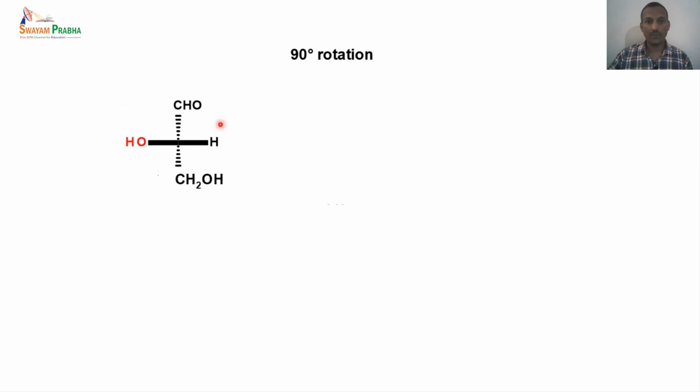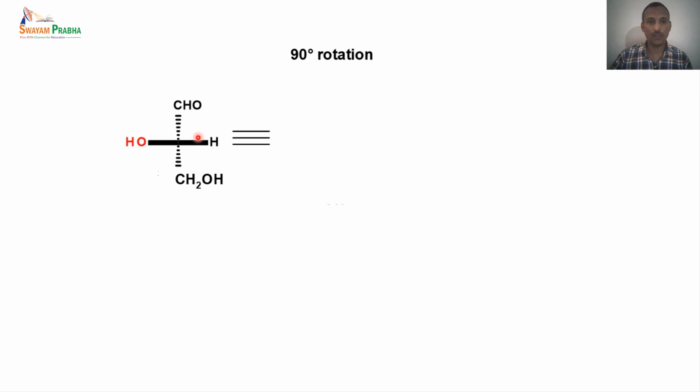So the compound given is shown here. The aldehyde group is at the top, the CH2OH is at the bottom, and hydrogen and OH are pointing towards the observer. So for this compound we can assign DL notation, but of course we will go through the RS configuration so that it is much easier to understand. According to Fischer notation, these two groups, the hydrogen and the hydroxyl, are pointing towards the observer. So to give the RS nomenclature, we have to give the priority to these groups.